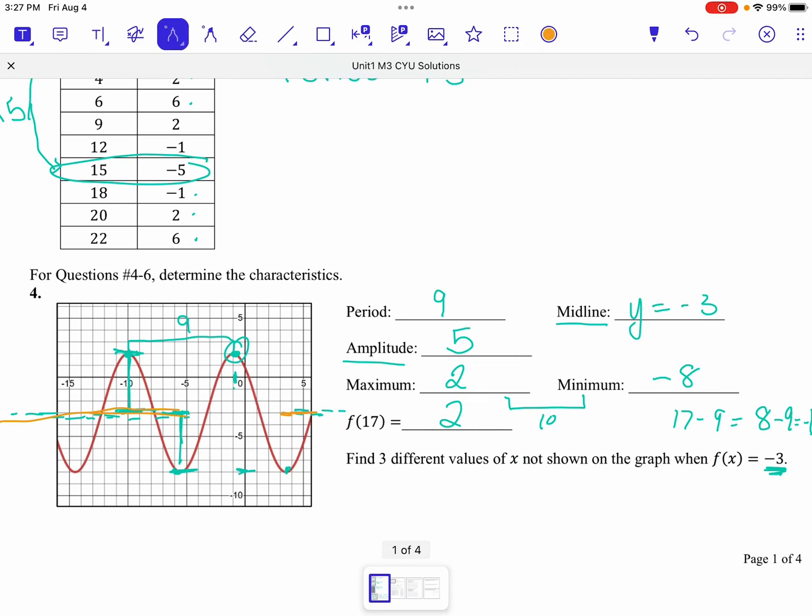I'm erasing so you can see a little clearer. It's a little past 1 here. So I might call that 1.25. So I know one of the x values would be at 1.25. Now that particular x value would be on the graph. So I wanted x values that are not shown on the graph.